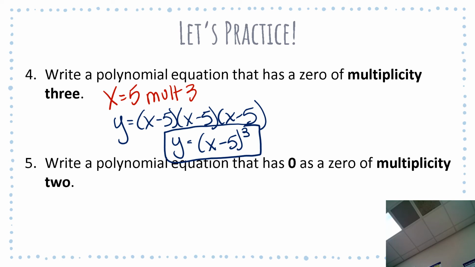Alright, so for number 5, they want us to write a polynomial equation that has zero as a zero of multiplicity 2. So this time they do give us the number. They say that 0 is a 0 and it happens twice, right? It has a multiplicity of 2.